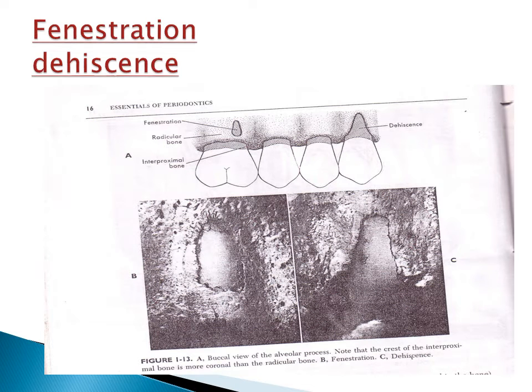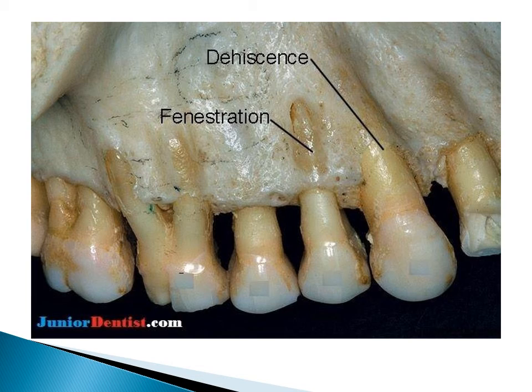These pictures show the fenestration and dehiscence bony defects. This picture shows the dehiscence and the fenestration bony defects of the alveolar bone.